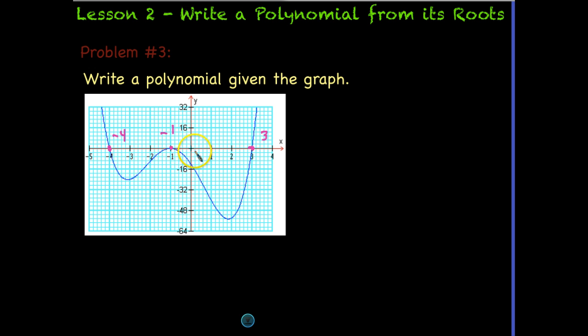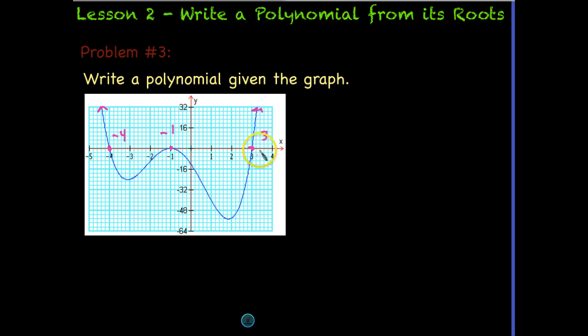Now let's look at this for a second. I've only listed 3 zeros. But if you'll notice the shape of this graph, my 2 ends go in the same direction, and I have 1, 2, 3 turning points. So this should be a quartic. Remember, the number of turning points is always 1 less than the degree. And since both my ends are going in the same direction, we know it's even. It has to be a quartic.